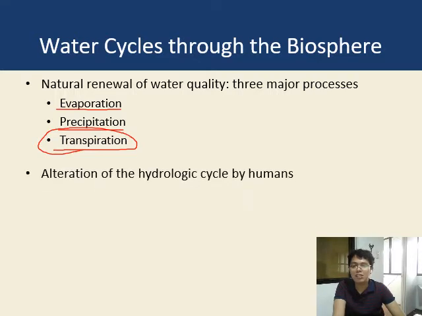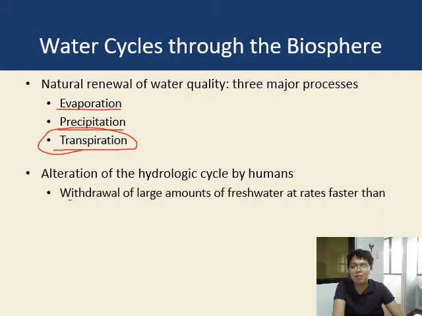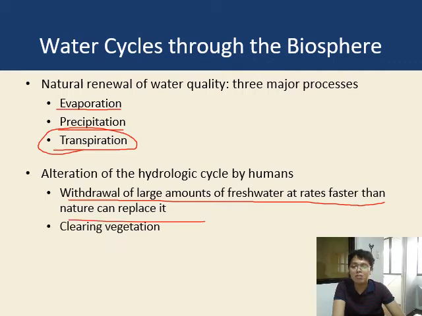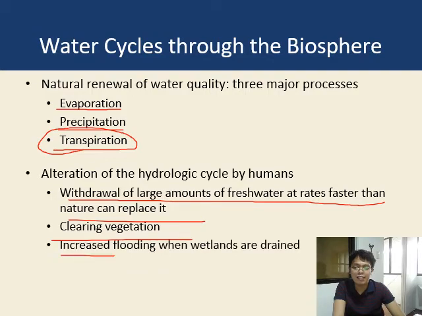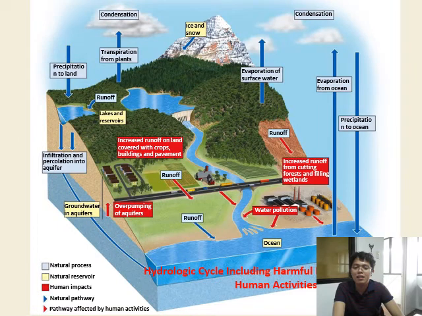So alteration of the hydrologic cycle by humans can lead to withdrawal of large amounts of fresh water at a faster rate than nature can replace it, and also clearing of vegetation and increased flooding when wetlands are drained. Illustration of the hydrologic cycle.